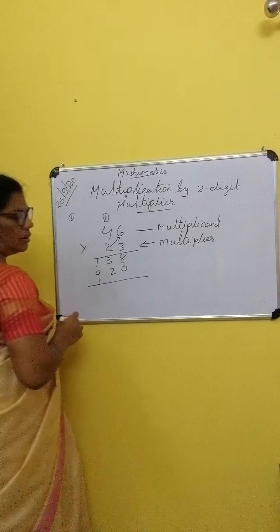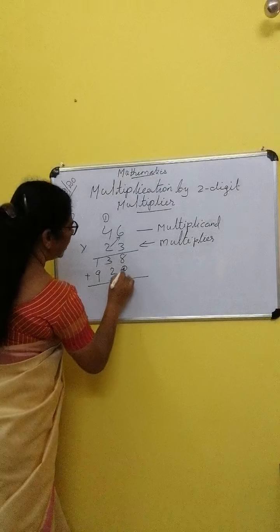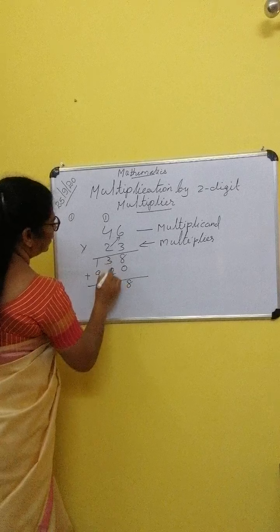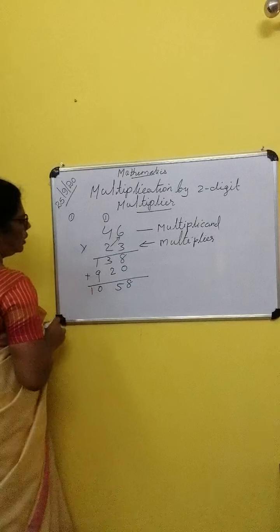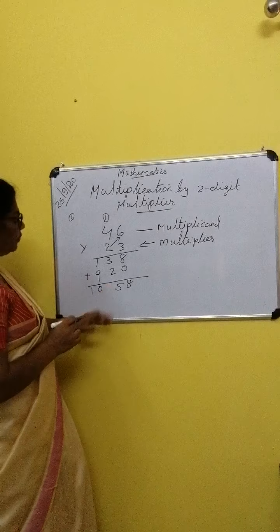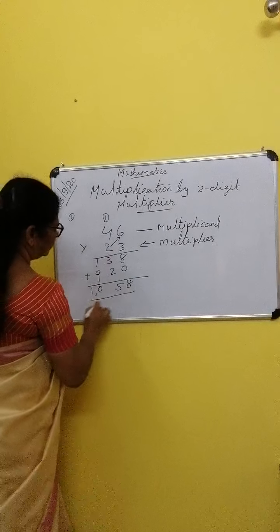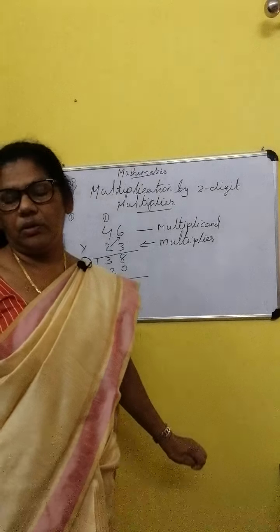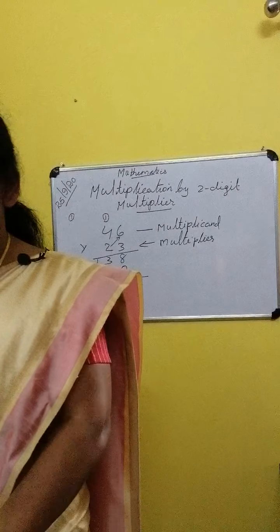Then underline, put plus here. Here 0, plus 8, 8. 3 plus 2, 5. 9 plus 1, 10. See the number writing, don't write in between. Then after 3 places you can put 1 comma. How to read? 1058.